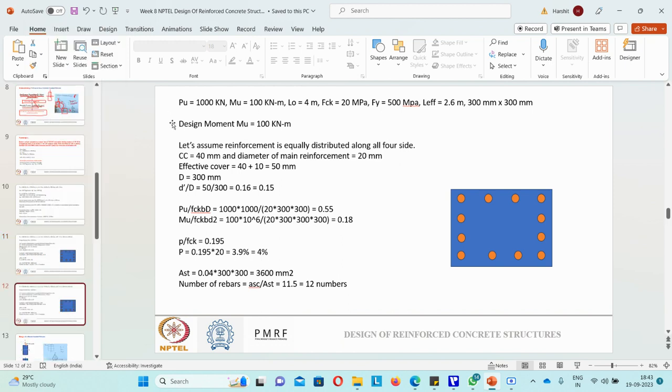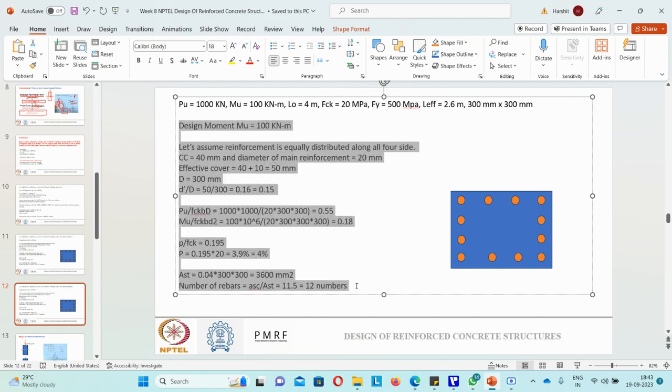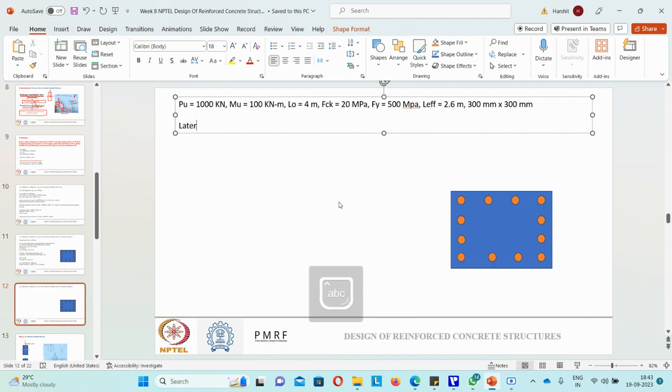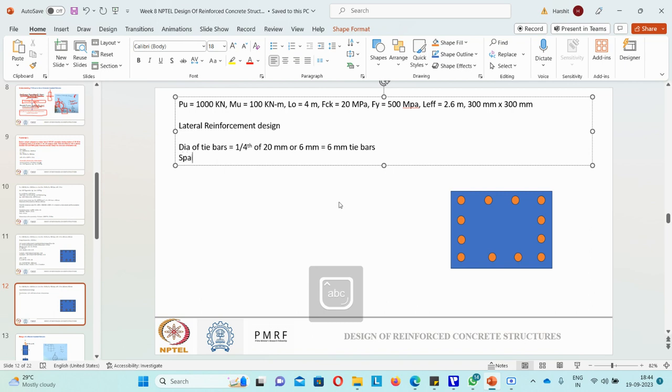Now there was one more part in the question. What that part was, to design for lateral reinforcement. So lateral reinforcement design. How is it done? That is very simple. So diameter of tie bars we choose as more than one fourth of the longitudinal rebar. So my longitudinal is 20 or 6, so I will consider 6 tie bars. Okay. And spacing.